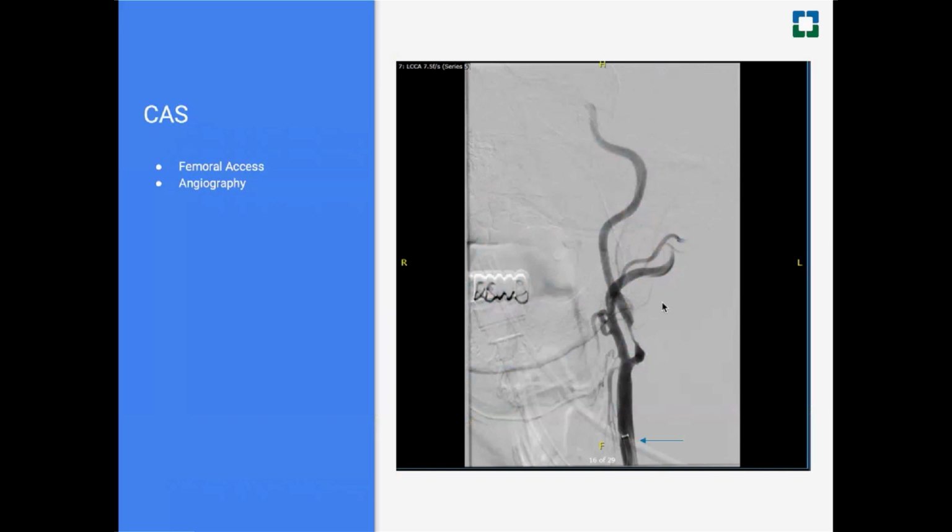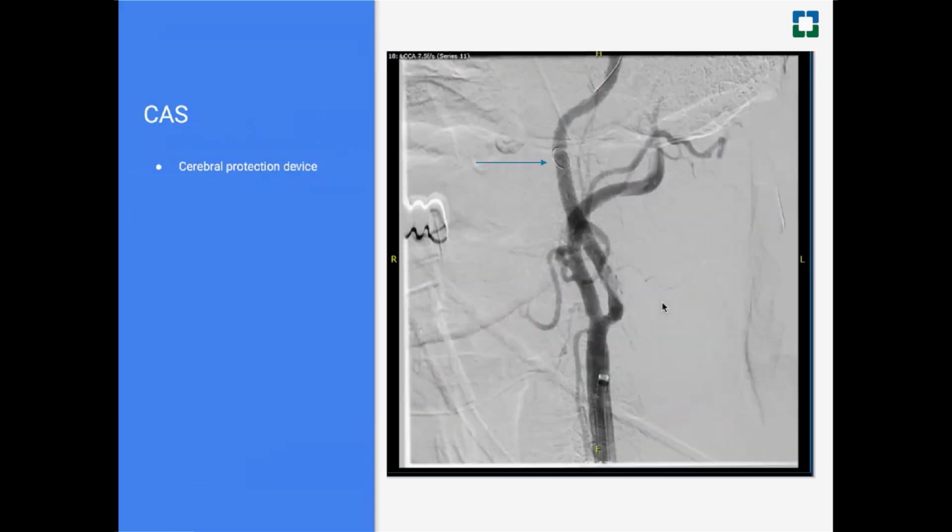Carotid angioplasty and stenting involves femoral access in the standard CAS procedure, with selection of the carotid vessels and angiography. Here you can see a left carotid angiogram done with the sheath in the common carotid artery, and you can see the patient has a high-grade stenosis of the internal carotid artery.